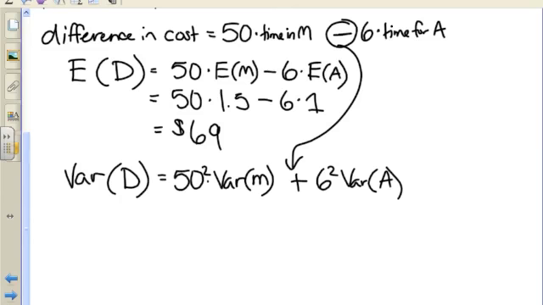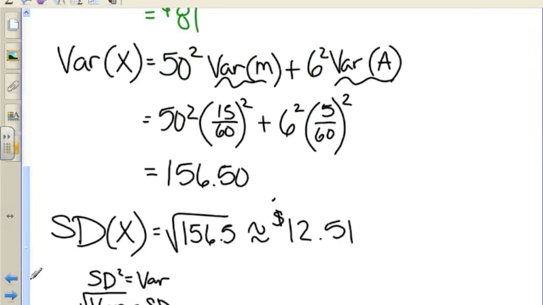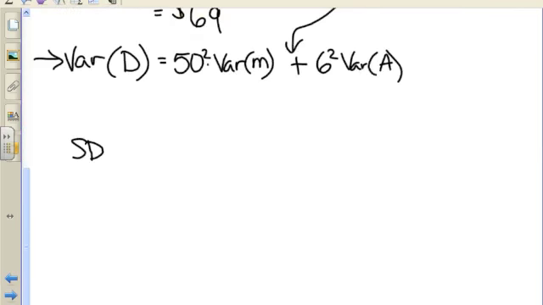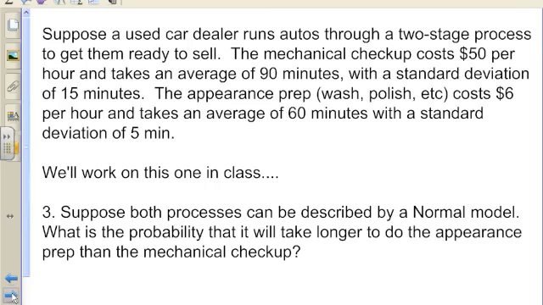Variances always add. So hopefully at this point you would notice this problem right here looks exactly like the one we just did. So I could actually skip to the end. I know my standard deviation is 12.51. Kind of cool. So the amount of variance, or standard deviation, the amount of spread is the same because variances always add.